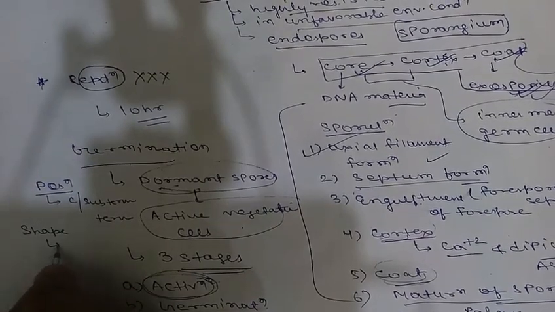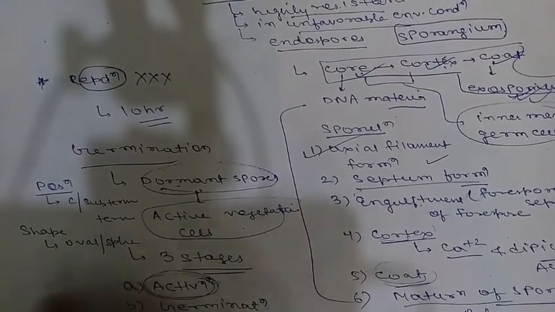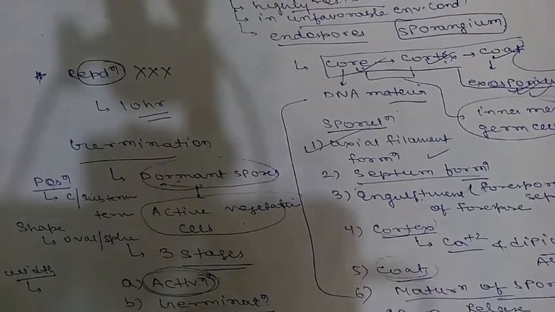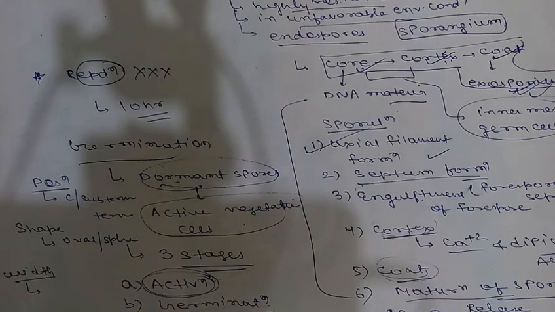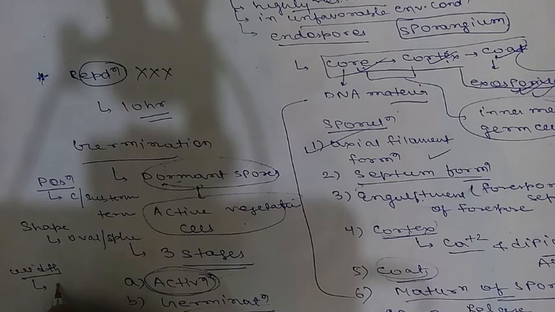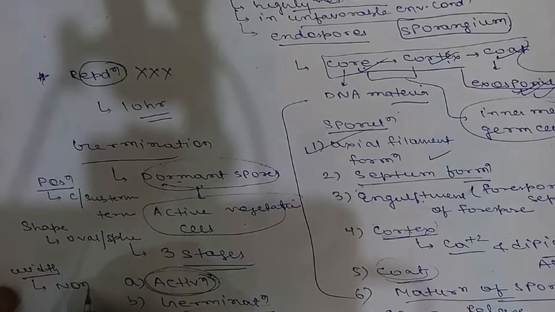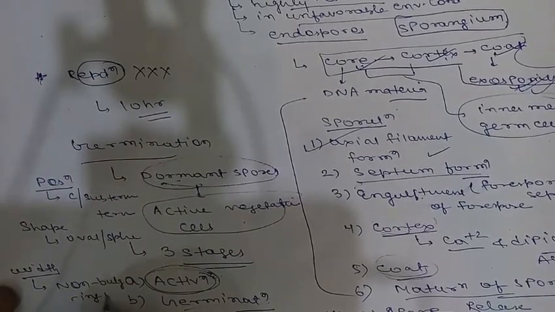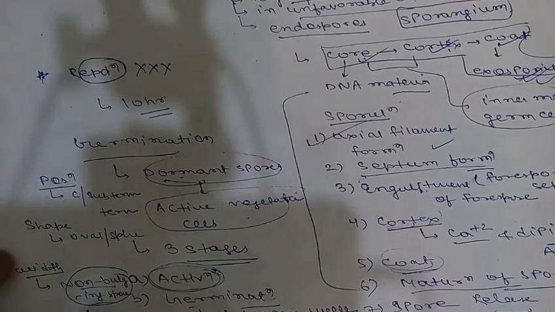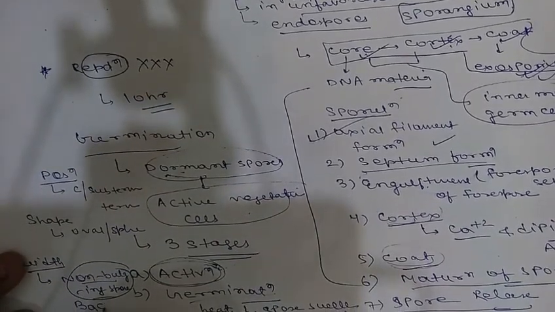Coming to the shape, they may be oval or spherical in nature. Then width: the diameter of a spore may be the same as or less than the width of the bacteria, or may be wider than the bacillary body, producing a distension or bulge in the cell. If the diameter is the same or less than the width of the bacteria, then it is known as a non-bulging spore. Clear?